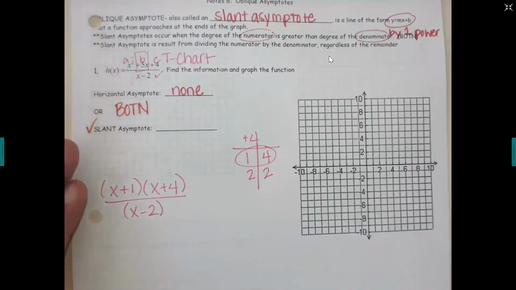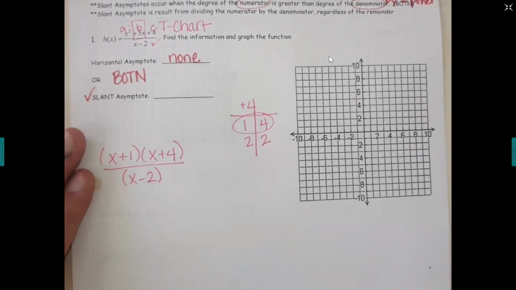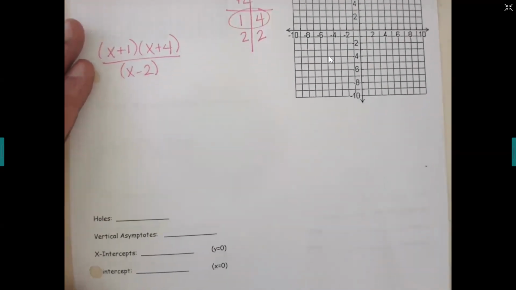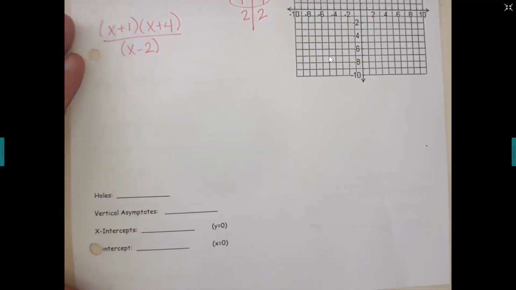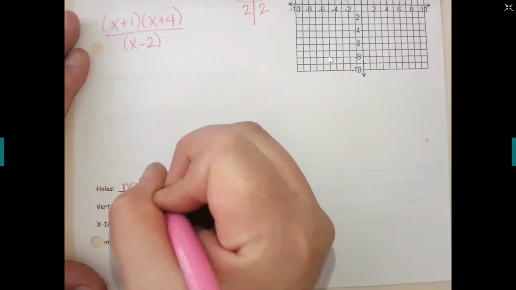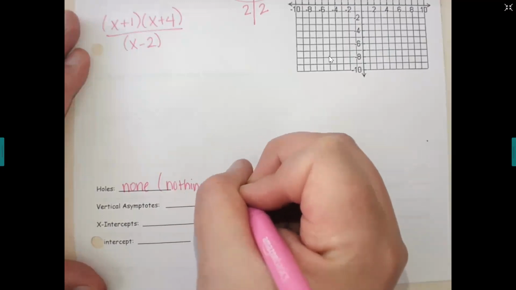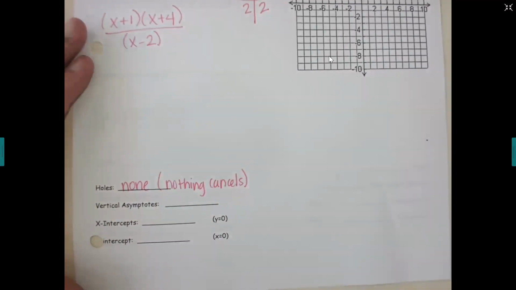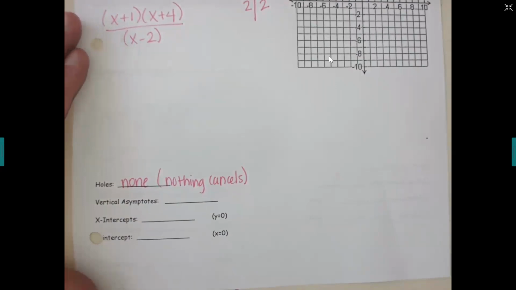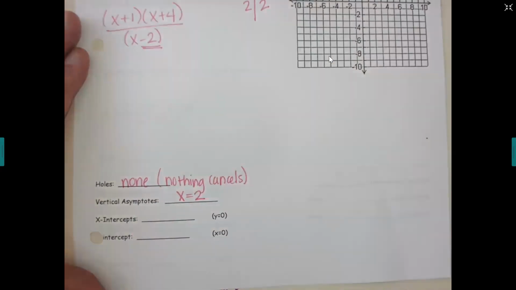Now come down to the bottom of your page, and let's fill some stuff in. Is anything going to cancel out from your expression? So then for holes, I'm going to put none, and I'm going to put nothing cancels, because remember, holes are the terms that cancel out. Vertical asymptotes are x's left on the bottom. Do I have one? Yes, what is it? It's a minus 2, so my vertical asymptote is at positive 2.